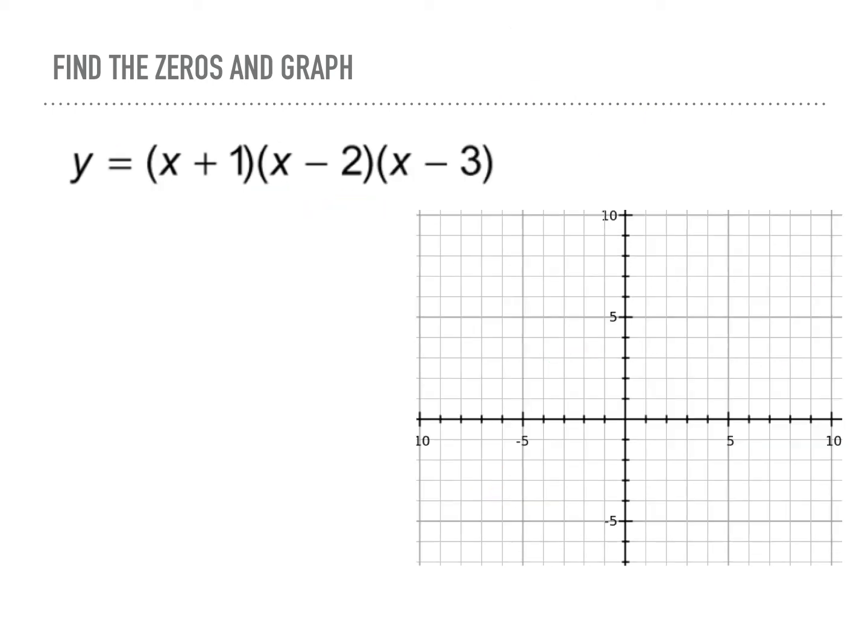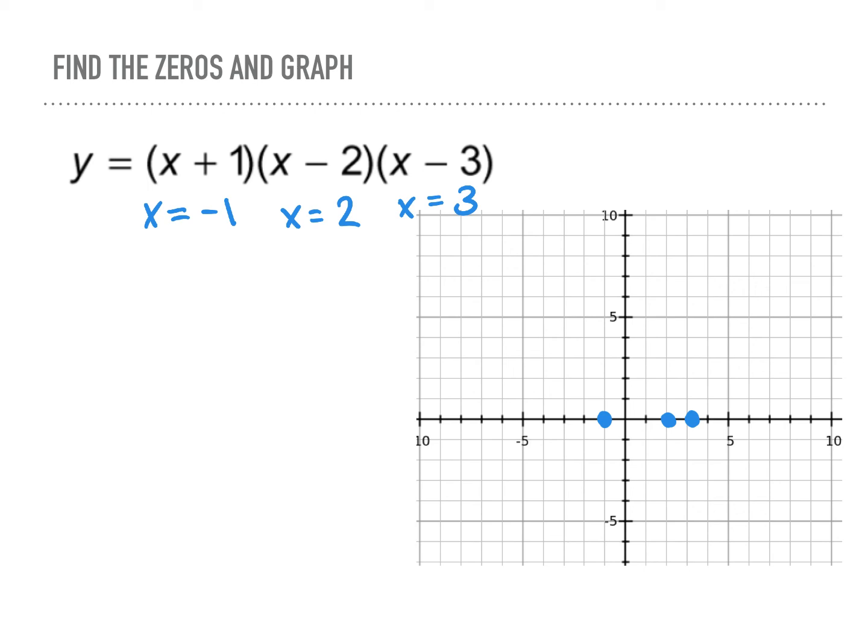All right, first thing we want to do here is find our zeros. So what does x equal? -1. What else? +2 and +3. So x is -1, +2, and +3.